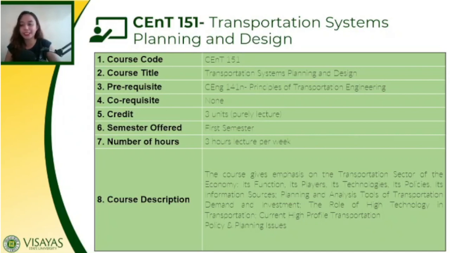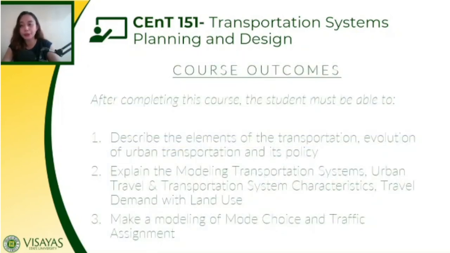The course gives emphasis on the transportation sector of the economy, its function, players, technologies, policies, and its information sources. It also discusses planning and analysis tools of transportation demand and investment, the role of high technology in transportation, and the current high-profile transportation policy and planning issues. After completing this course, the student must be able to first describe the elements of transportation, evolution of urban transportation and its policy, explain the modeling of transportation systems, urban travel and transportation system characteristics, and travel demand with land use, and lastly, to make a modeling of mode choice and traffic assignment.